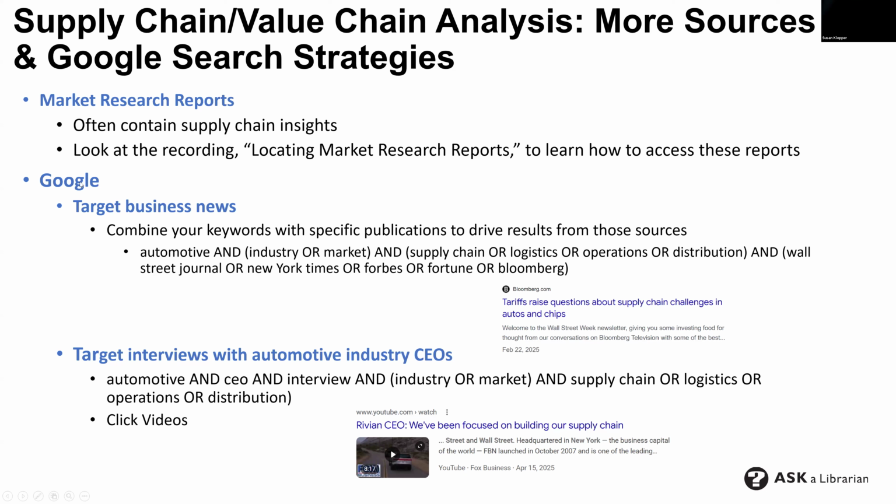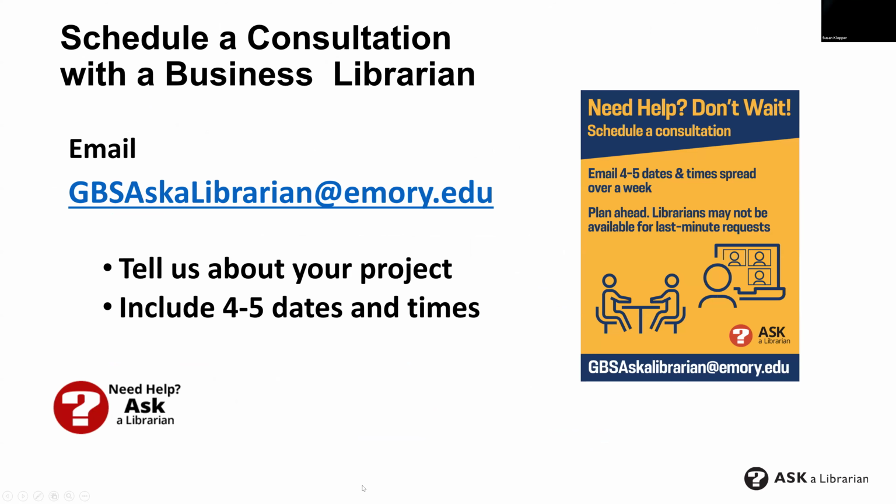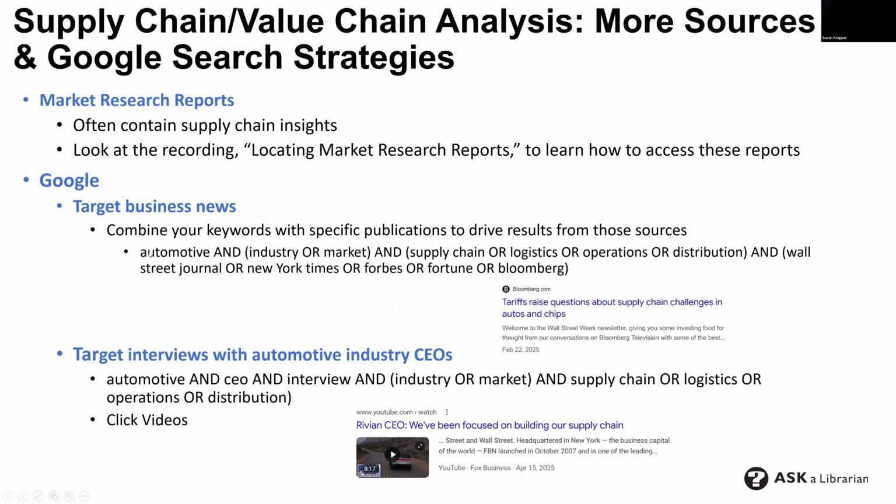We ran a Google search, but I want to show you one other thing you could do in Google. So this is the search that we initially ran. But if you'll notice at the end of it, I've now added a number of business publications. So Wall Street Journal or New York Times or Forbes or Fortune or Bloomberg. This is another search strategy you can use in Google.